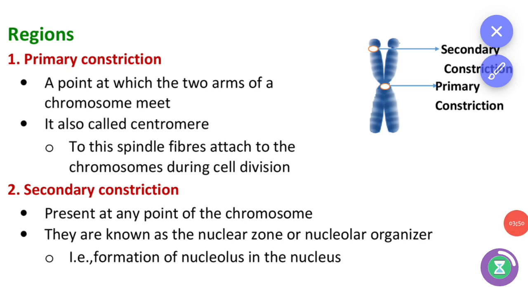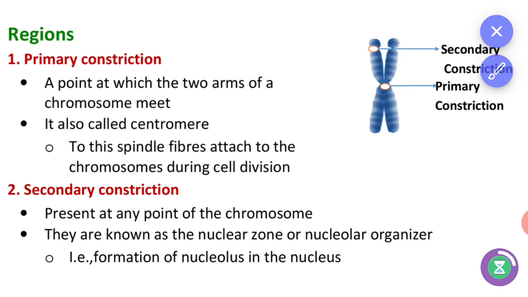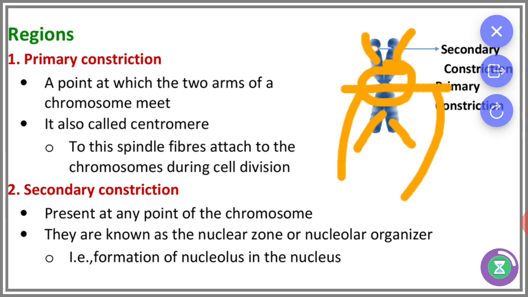Next, regions, that is primary constriction. Primary constriction is nothing but the centromere. The two arms of the chromosome meet at one point, which is called the primary constriction or centromere. The centromere is the region where the spindle fibers attach to the chromosomes during cell division. So during cell division, the chromosomes are separated by the spindle fibers.